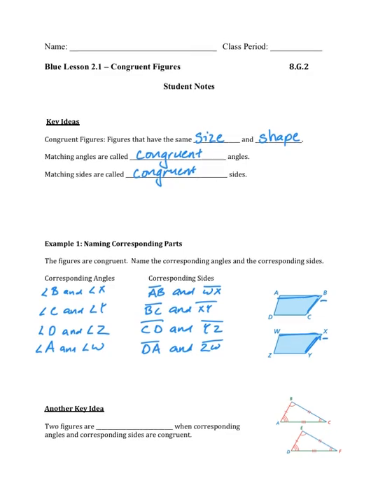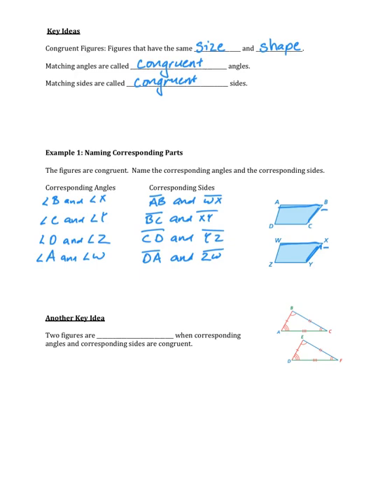Okay, now we have another key idea: two figures are congruent when the corresponding angles and corresponding sides are congruent. So if we are told that two figures are congruent, we know that their angles and sides are congruent as well. And when we know that corresponding angles and corresponding sides are congruent, then we know that the figures are congruent. So when I look at this figure, I see that B and E are corresponding angles.